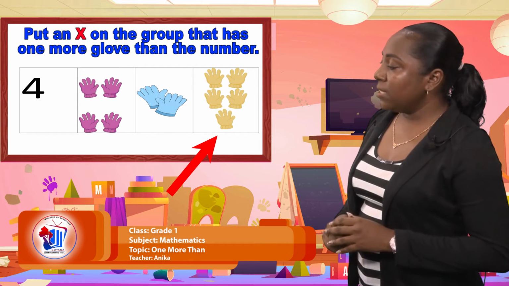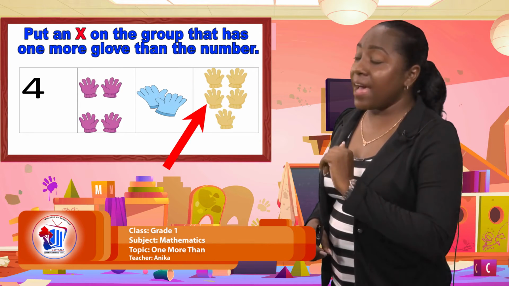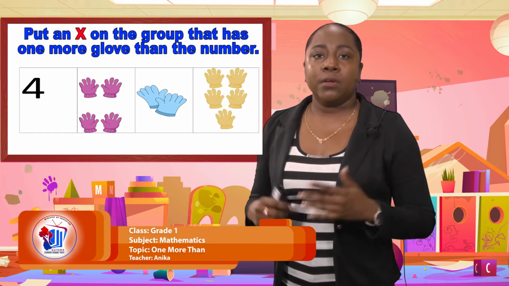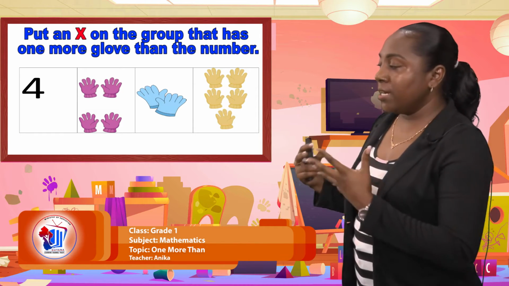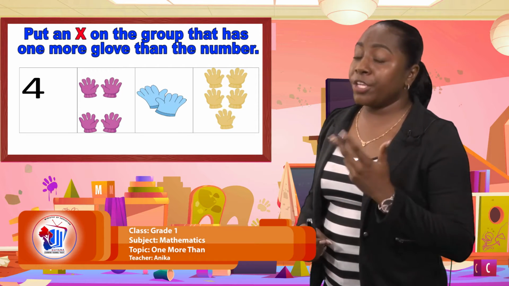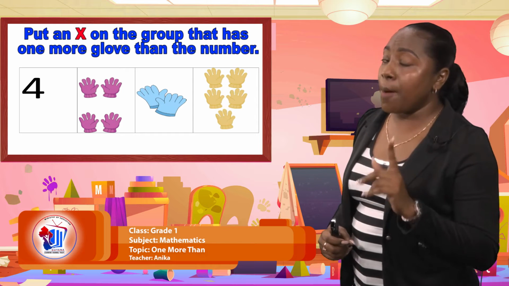For the brown, let's count the brown. 1, 2, 3, 4, 5. Which one shows 1 more? So when you look at the gloves in groups, which one would show me 1 more glove than the number 4?